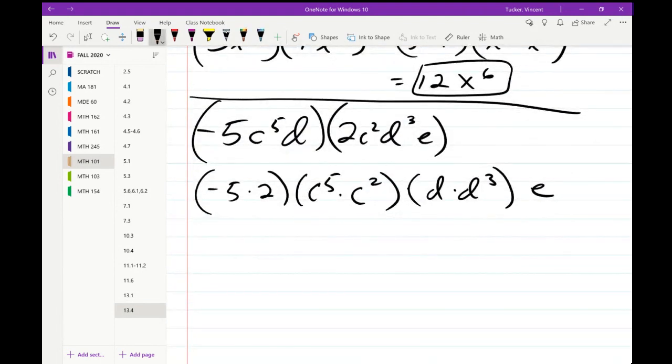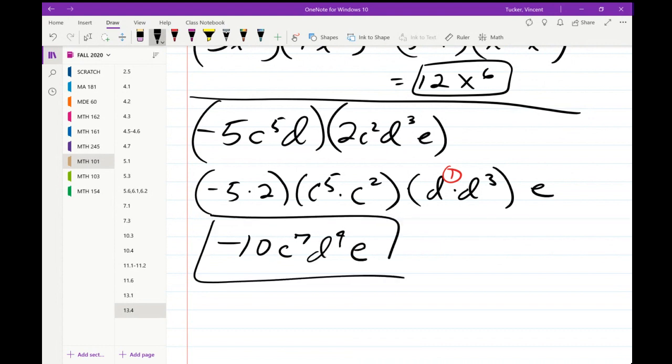Finish it off by doing the multiplication. 5 times 2 is negative 10. Add your exponents for c, c to the 7th. Add your exponents for d. Don't forget, when you don't see anything, assume it's a 1 there. So that's d to the 4th. And then e is on the back of that.